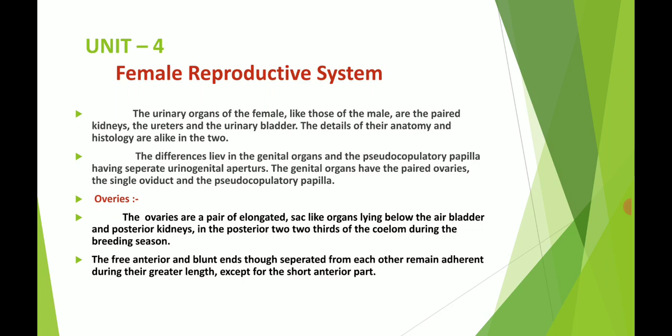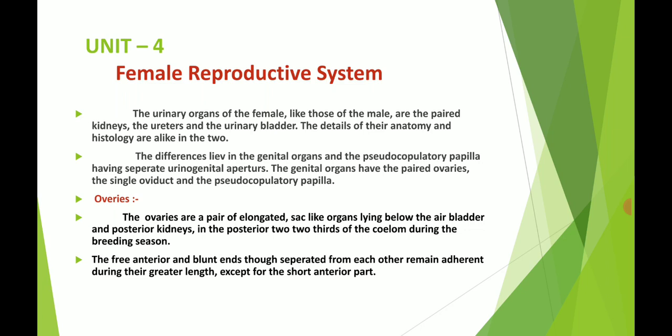We will see what the ovaries are and their role in the female reproductive system. The ovaries are a pair of elongated sac-like organs lying below the air bladder and the posterior kidneys, occupying the posterior two-thirds of the coelom during the breeding season.